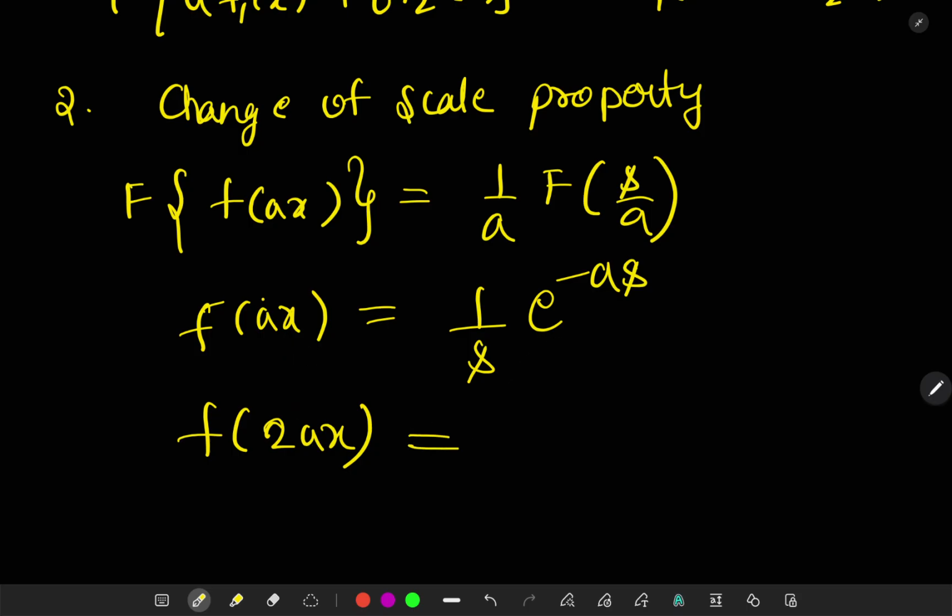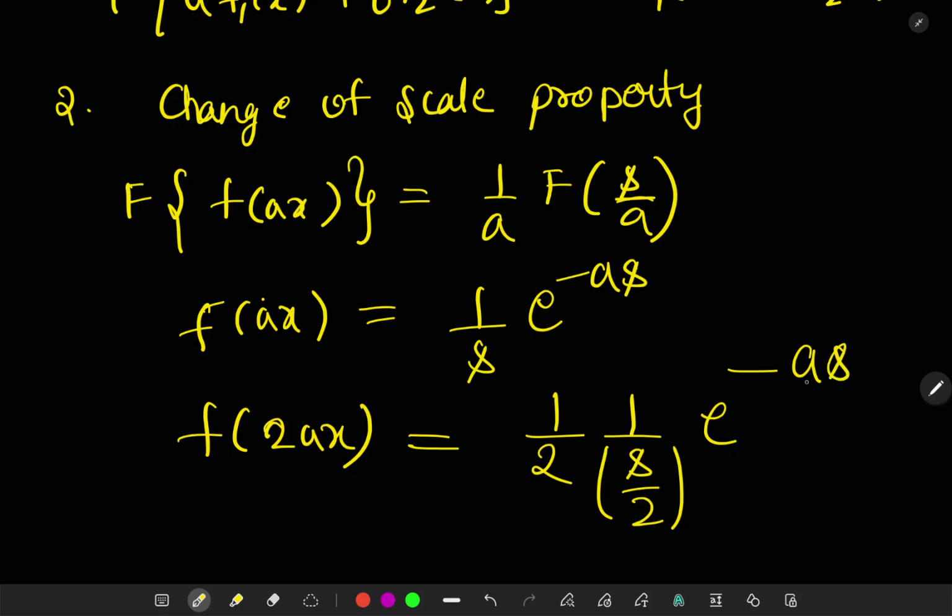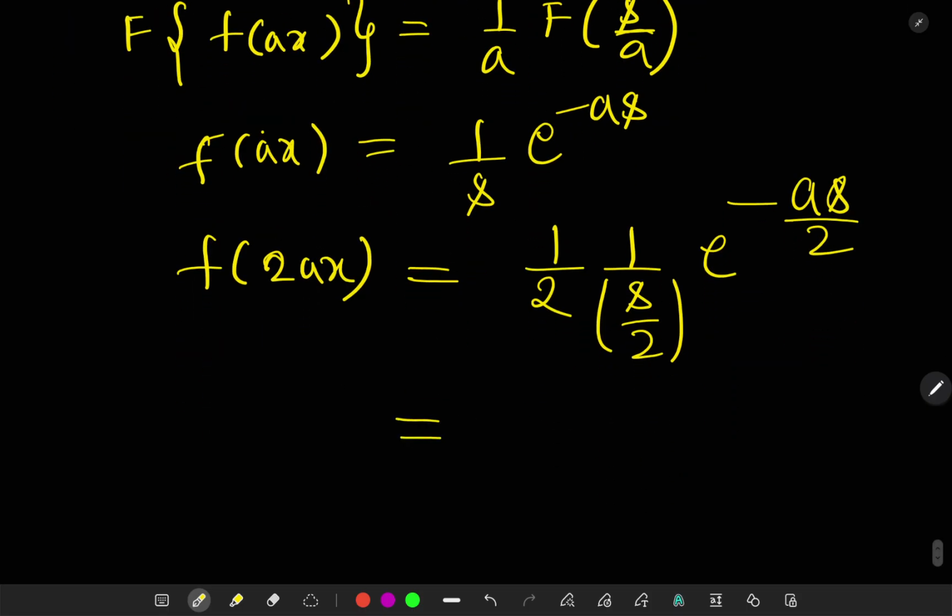Here you can see putting here 1 by a, which is 2, and here you can see when this is s divided by a, so we can write here 1 by s by 2 into e raised to power minus as by 2, and this becomes e raised to power minus as by 2 divided by s. This 2 is cancelled out by this 2.